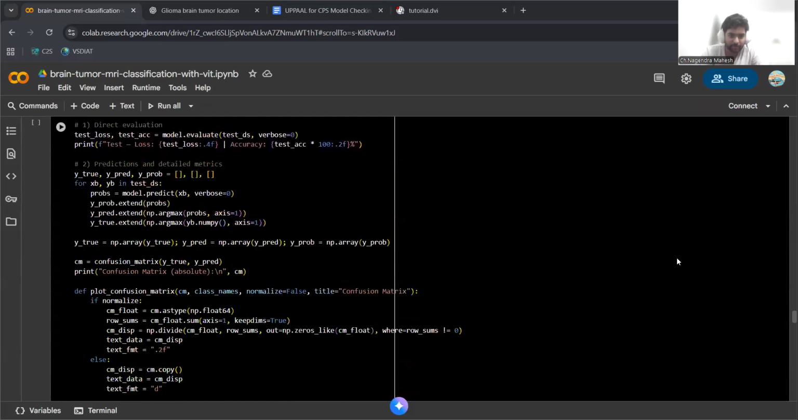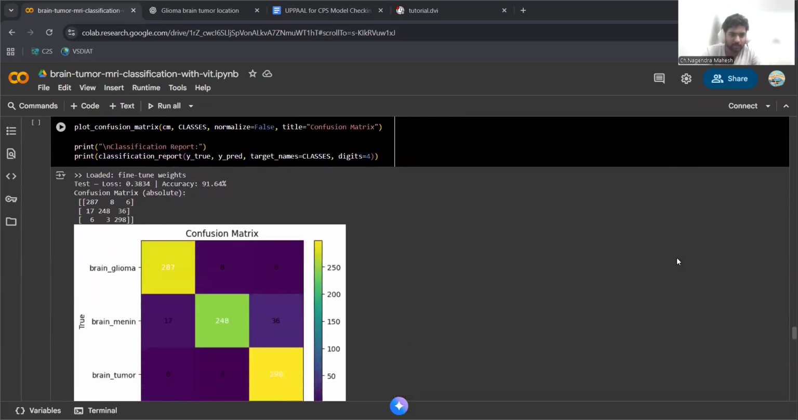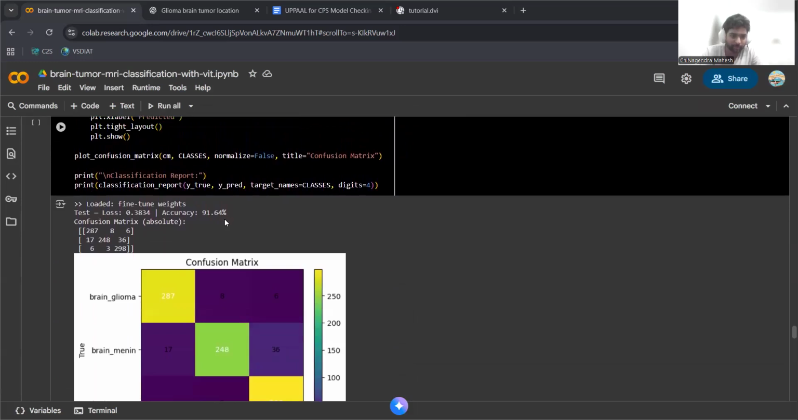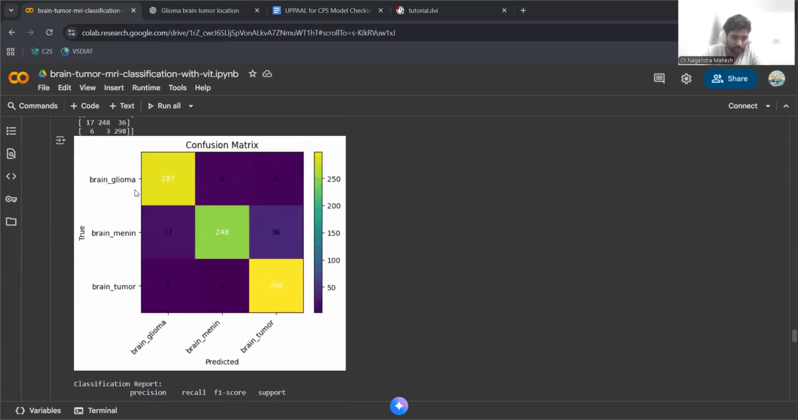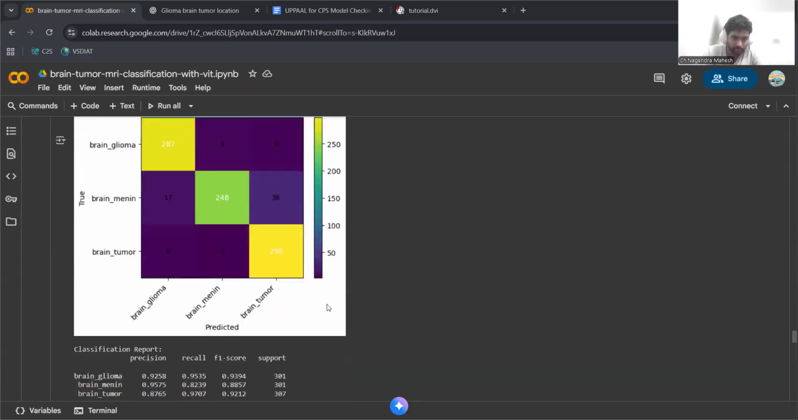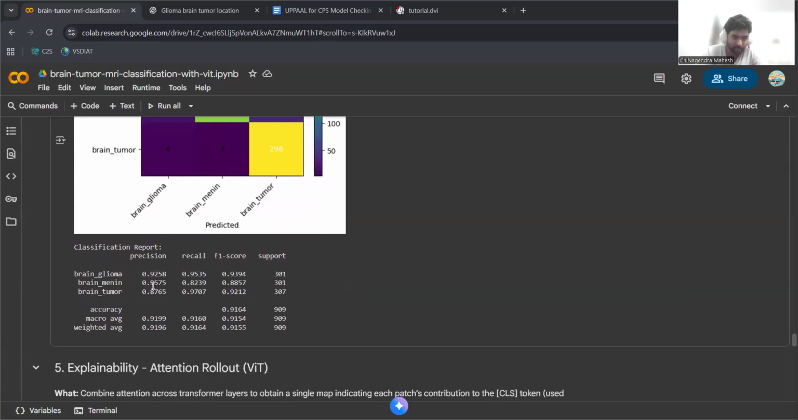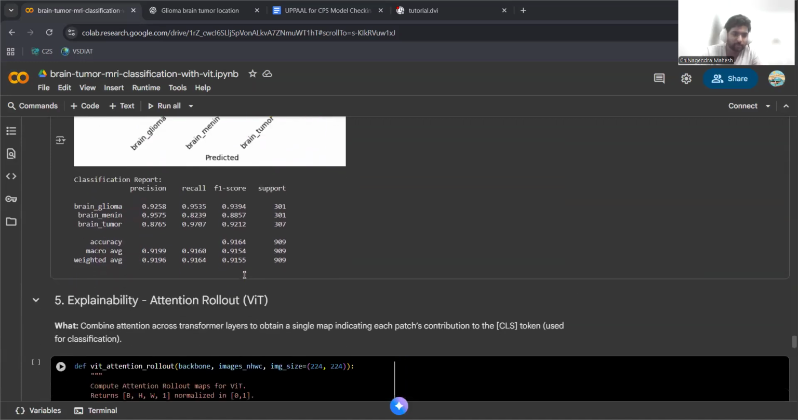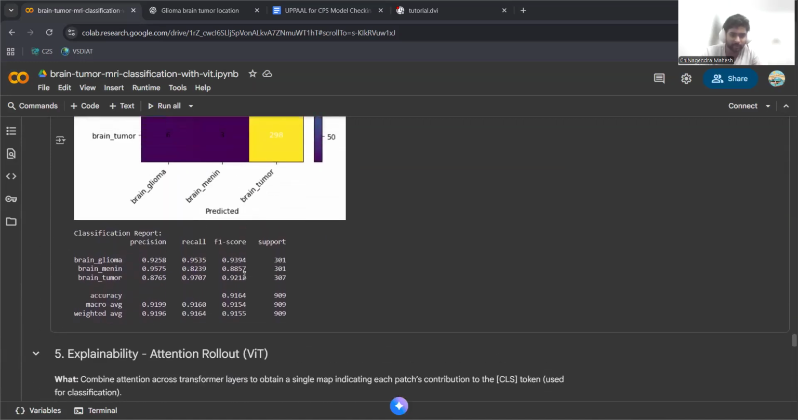For the final testing, we imported a dataset and used it. This is the accuracy: we got 91.64% with a loss of 0.3. This is the confusion matrix for glioma, meningioma, and pituitary tumor. After this is the classification report, with a precision of 92.52% for glioma, 95% for meningioma, and 87% for pituitary tumor. From this data, we can say that the images we have taken are much more suitable for meningioma. But if we have a good dataset with more images, we can improve the accuracies for each of the tumors.